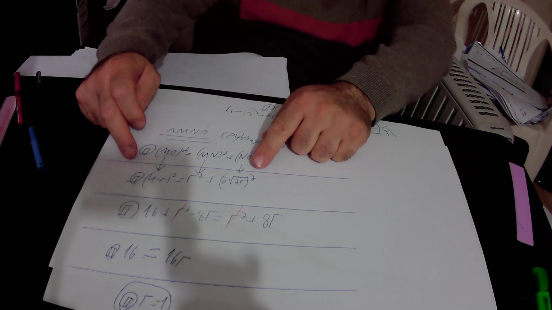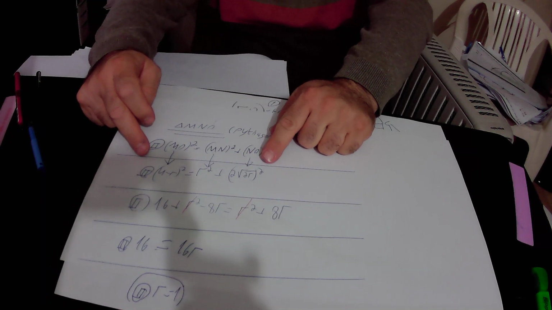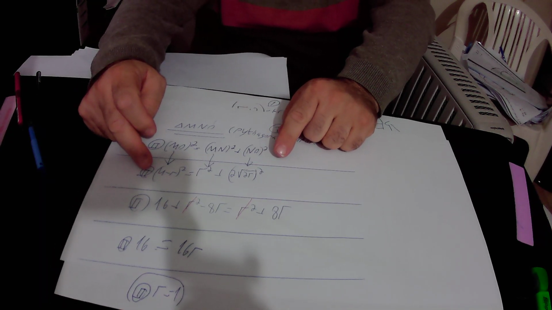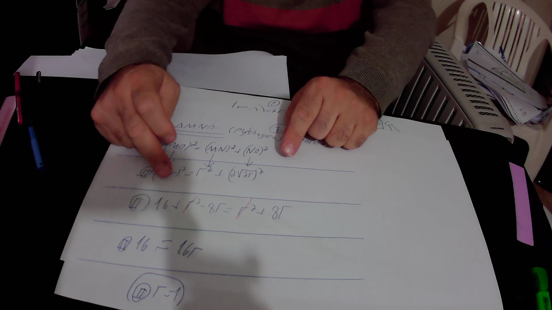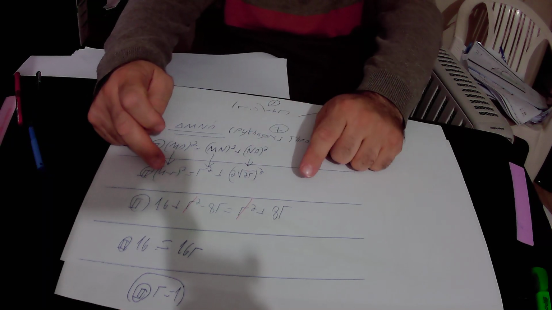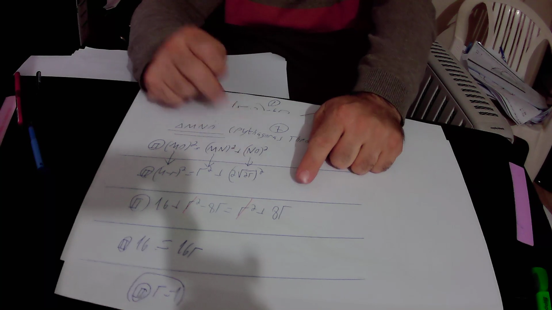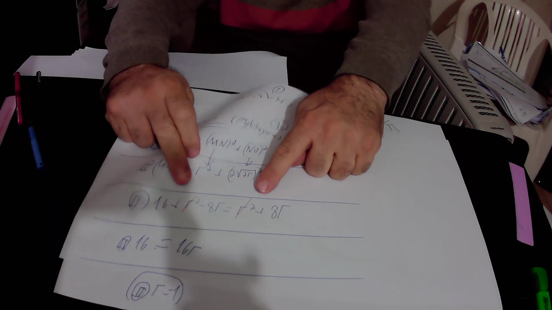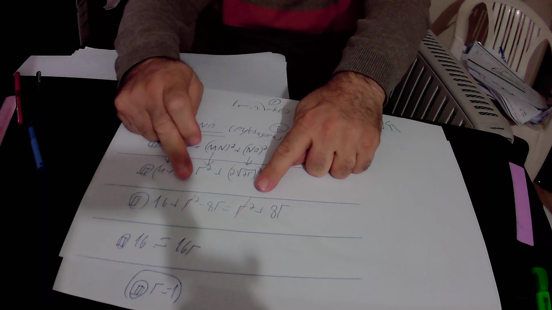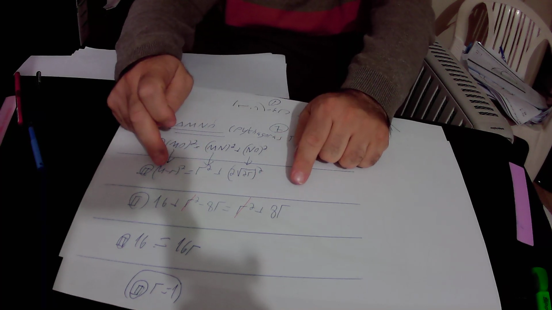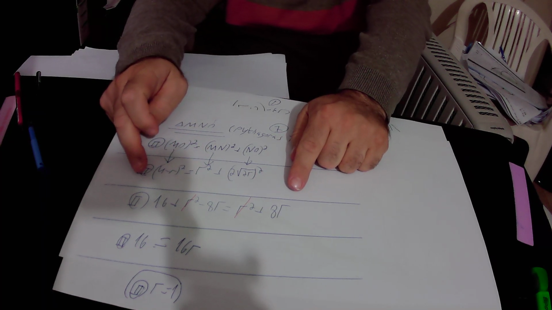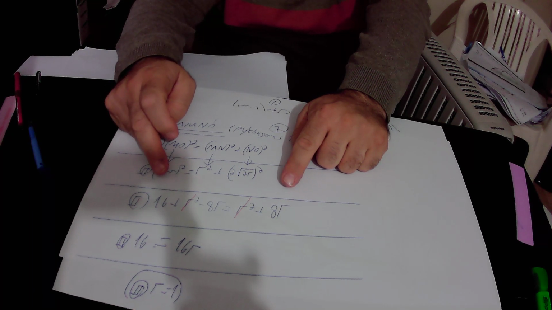Then we opened the brackets in both sides of equation number 2, and we got that (4 minus R) square equals 16 plus R square minus 8R. And the square of 2 times the square root of 2R is equal to 8R. Here we have R square on both sides of equation number 2, so R square will get cancelled. Before that we added 8R to equation number 2.